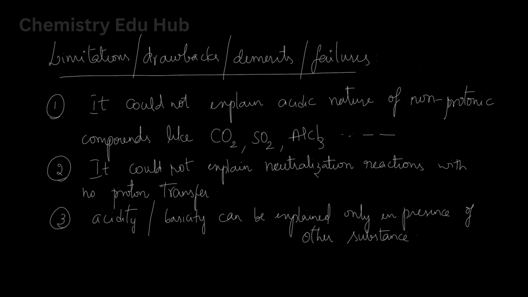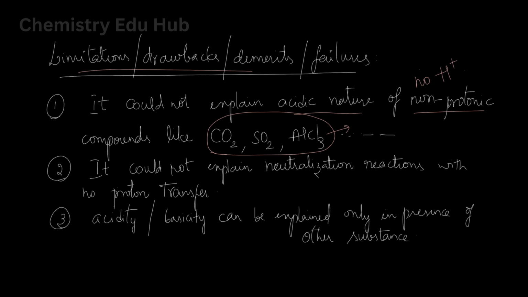This theory also has some limitations or drawbacks. It could not explain the acidic behavior of non-protonic compounds like CO2, SO2, AlCl3. These compounds do not have a proton. Non-protonic means no proton is present in them, but still they are acids. How they attain the acidic behavior, Bronsted theory could not explain.